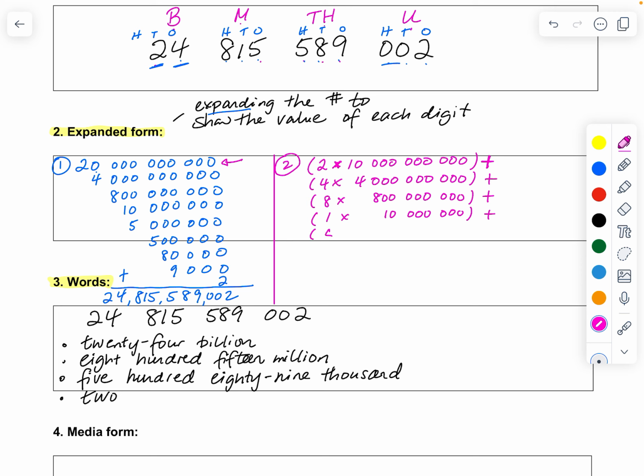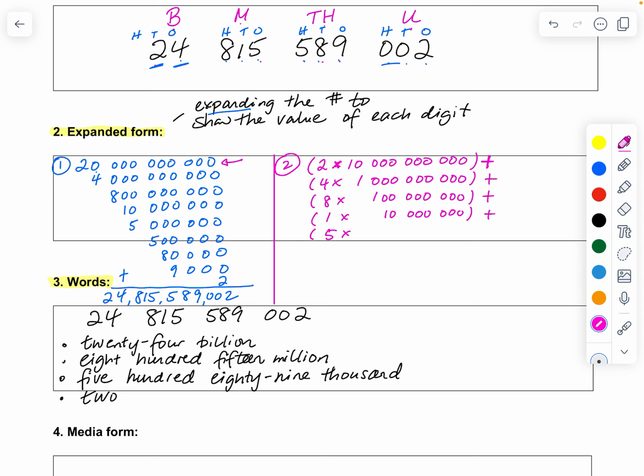And then we've got 5 times, oh, I just noticed I made an error here. Okay. That's good here. So this should be 4 times 1 billion. This should be 8 times 100 million. Okay, so now we're on track here.